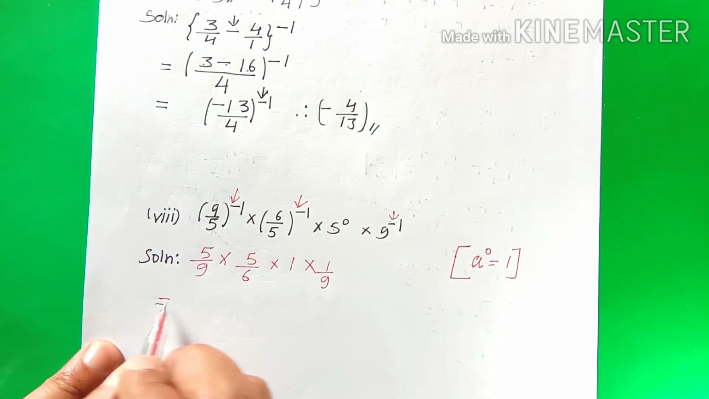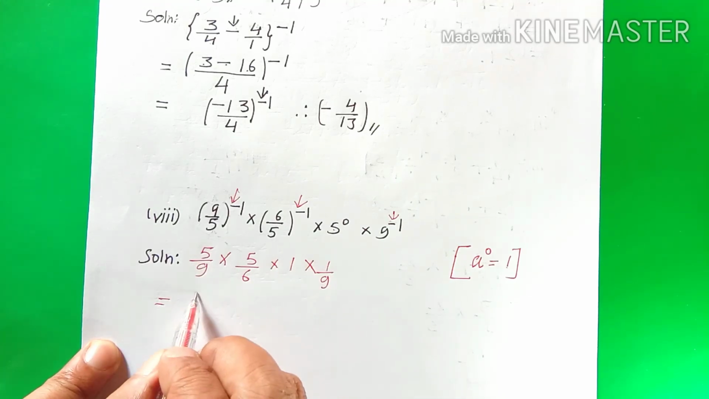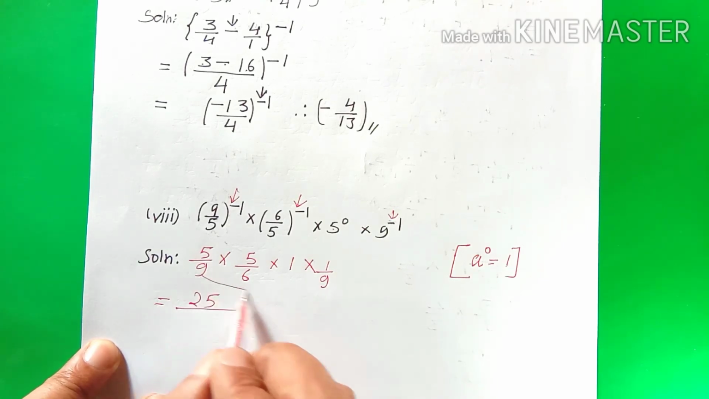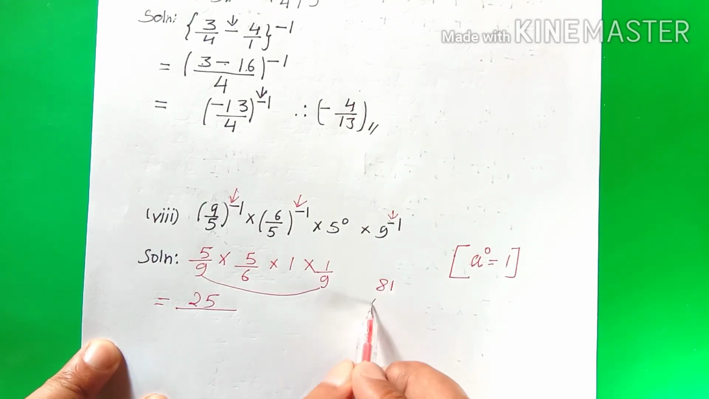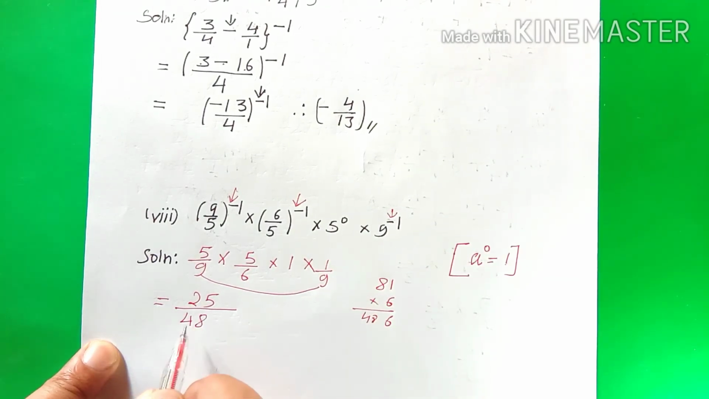Now it's not possible to cancel here. We can take the product here, 5 into 5, which is 25, divided by now 9 into 9, which is 81, into 6. So 6 1's are 6, 8 into 6, which is 48. We have got here 486.